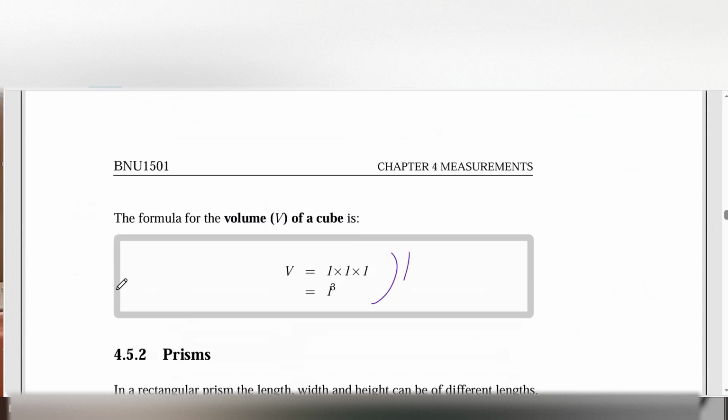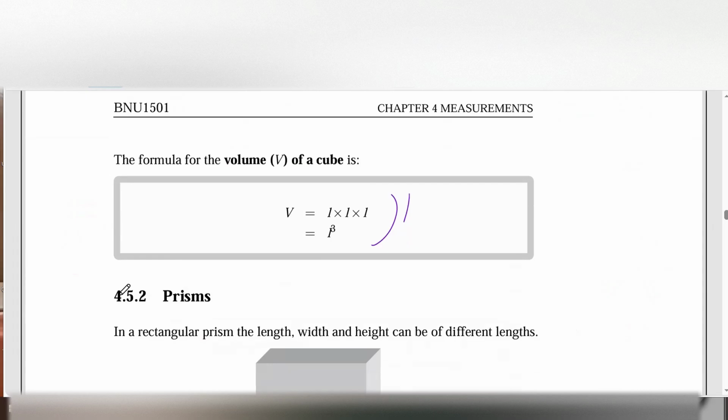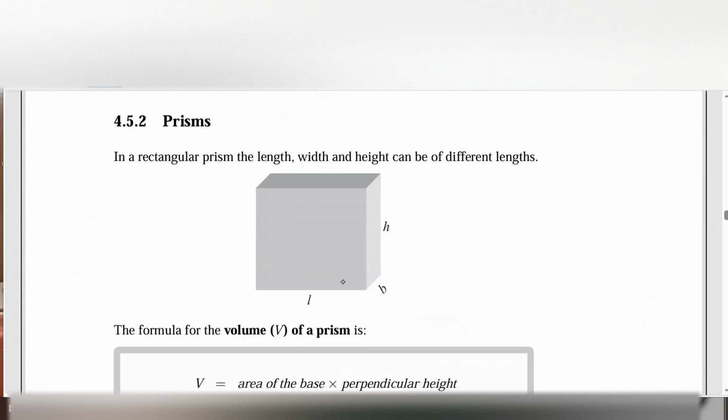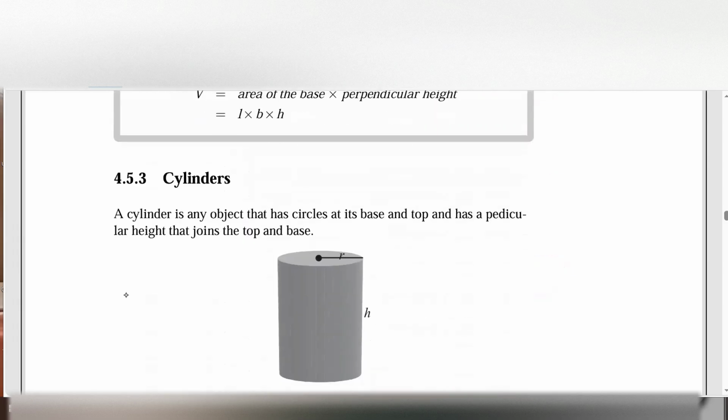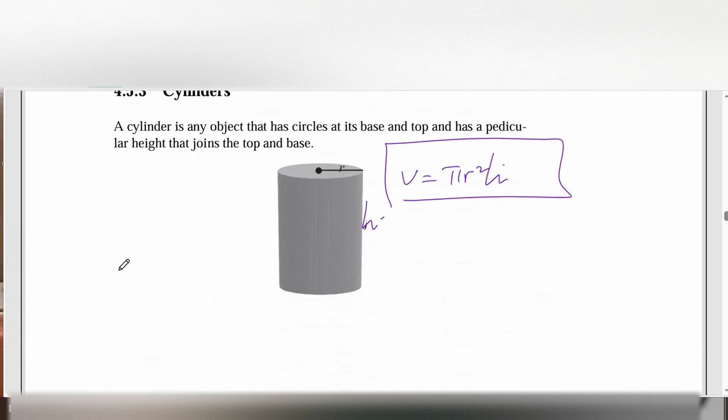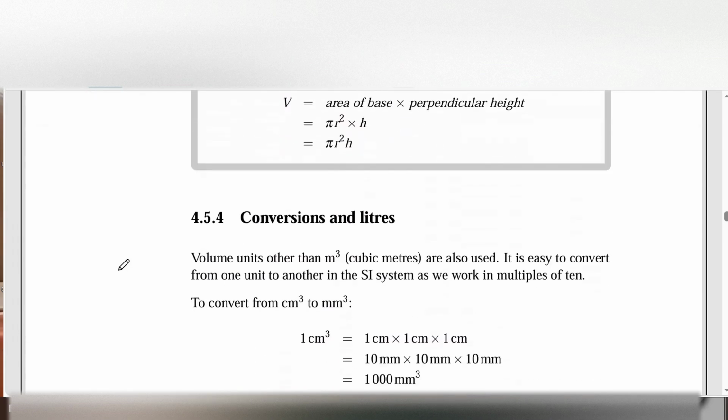Now for prisms, we do the same thing. Remember, prisms are named after the base. If the base is a rectangle, then that will be known as a rectangular prism. So you must find the area of the base, which is the length times the breadth, and then you multiply it by the height. This becomes the volume. If it's a cylinder, cylinders have circles at the bottom and at the top. Those are the bases. So the area of the base is a circle. The area of the circle is pi radius squared. And then you multiply it by the height, which is h. So this becomes the volume.